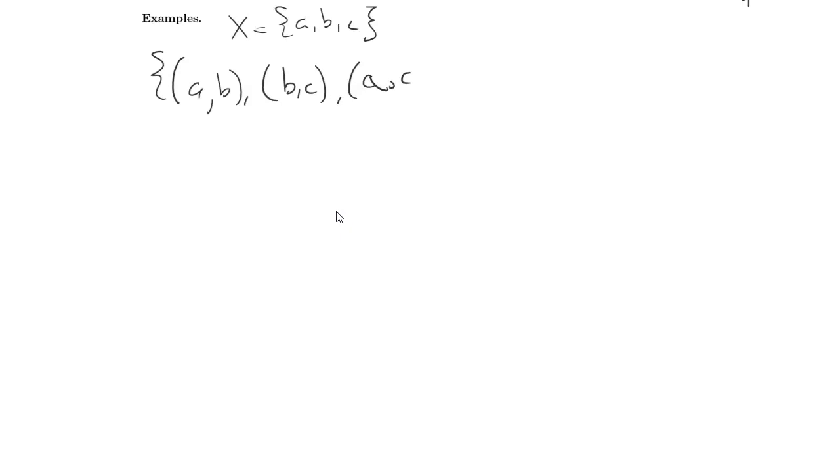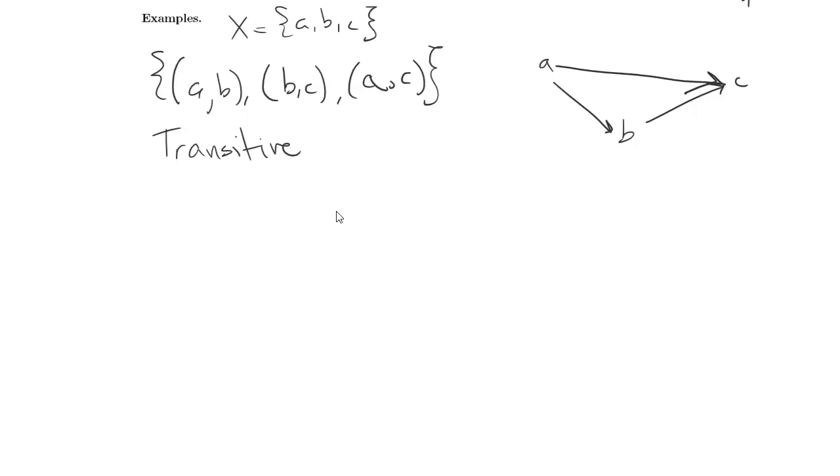Consider the relation. Again, X is the set ABC. Consider the relation AB, BC, and AC. This relation is transitive. In fact, it's kind of the smallest interesting transitive relation. So I've got A being related to B, I've got B being related to C, and then since I can get directly from A to C, I have a transitive relation.